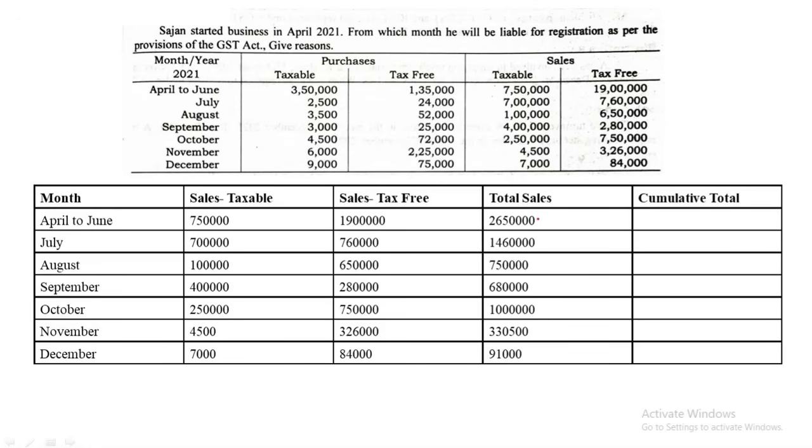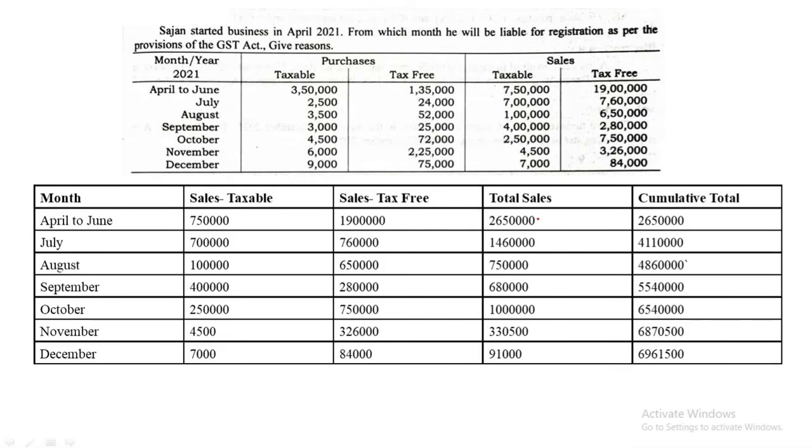Now the next step is very simple. We need to find the cumulative total. So we take the first value as it is and add it to the subsequent value. So 26 lakh 50,000 plus 14 lakh 60,000 will give you 41 lakh 10,000, plus 7 lakh 50,000 will give you 48 lakh 60,000, plus 6 lakh 80,000 gives you 54 lakh 40,000. 54 lakh 40,000 plus 10 lakhs will give you 64 lakh 40,000, plus 3 lakh 30,500 will give you 68 lakh 70,500, plus 91,000 will give you 69 lakh 61,500.